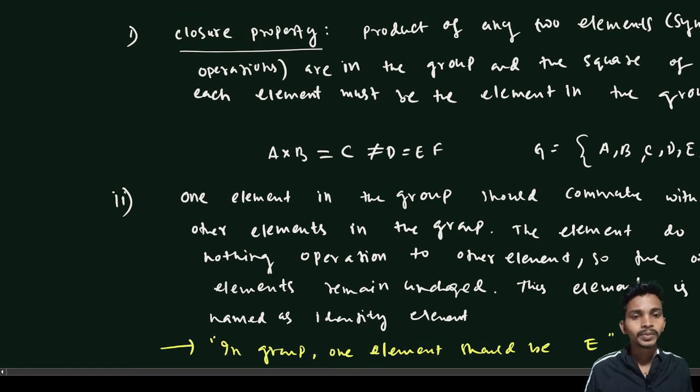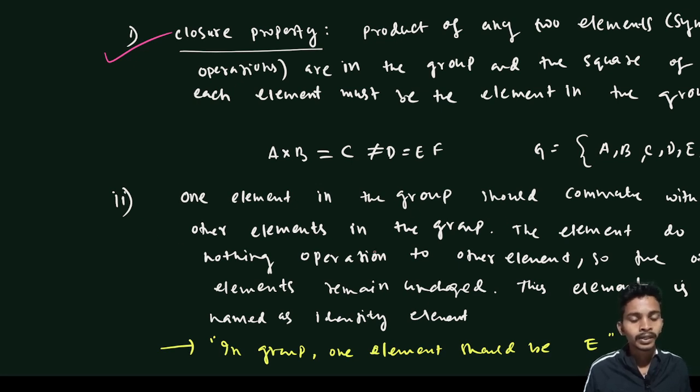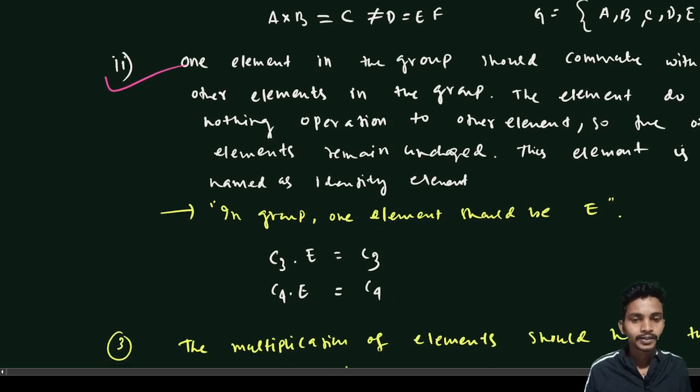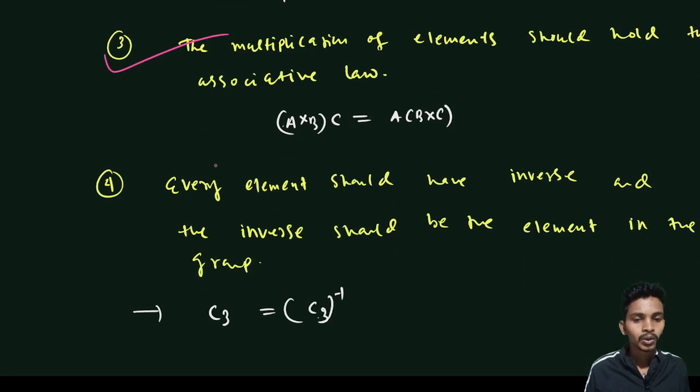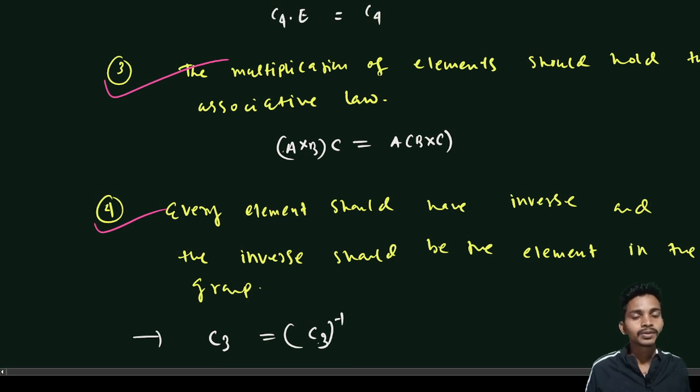To be a group, the closure property should be there in that group. One element E should be there, which combines with all other elements in the group. Element means symmetry operations. Another is the associative law of multiplication, which should hold in that group, and every element in the group should have an inverse, and the inverse also should be an element in the group. So if these four rules are followed by any group, then that is characterized as a group.